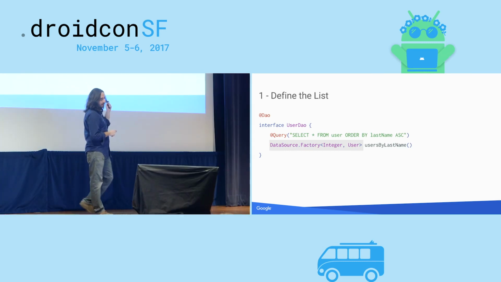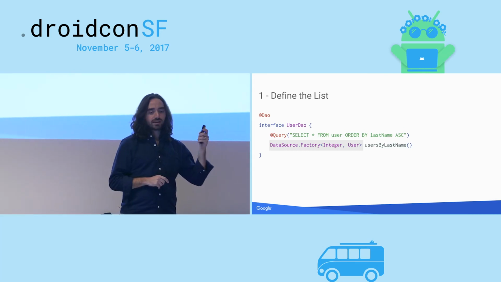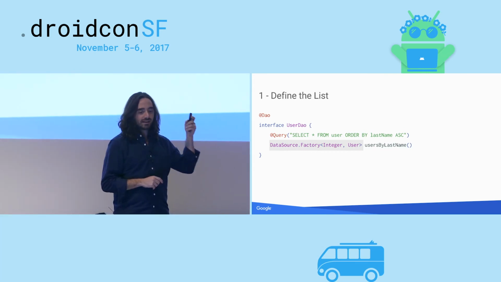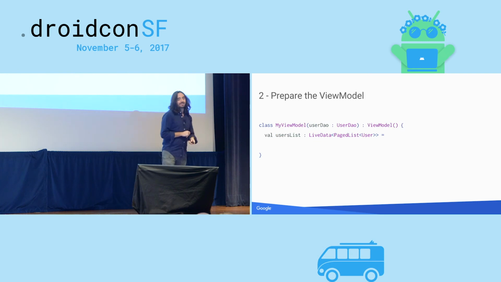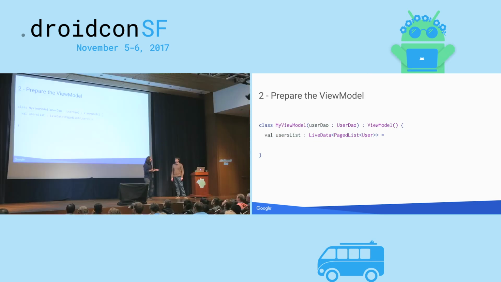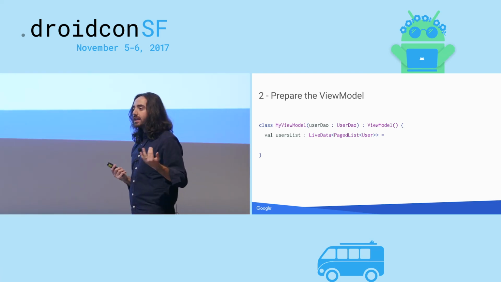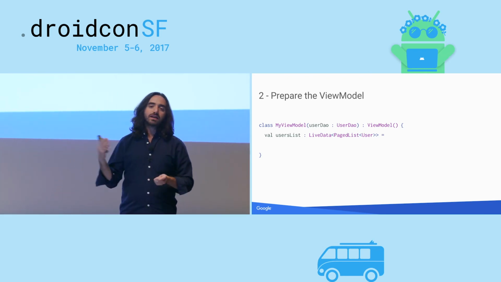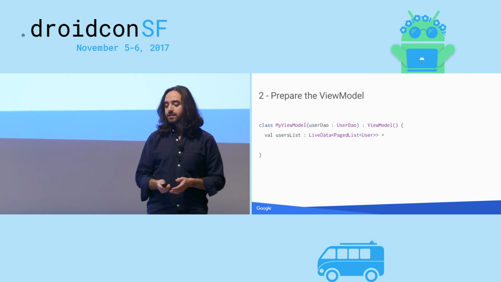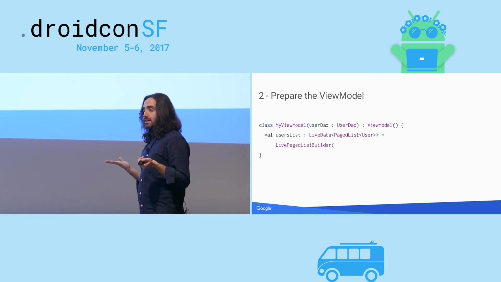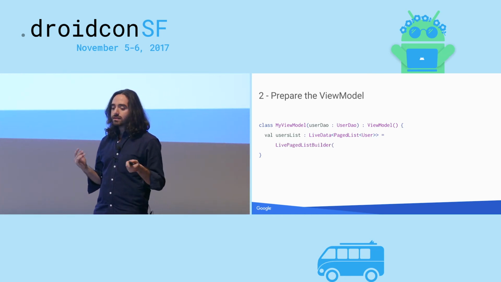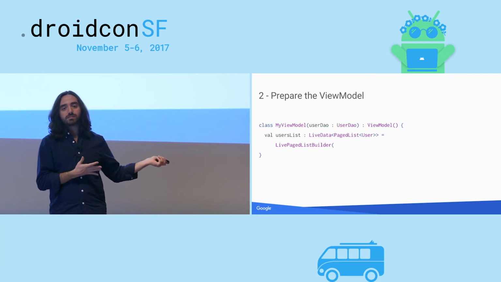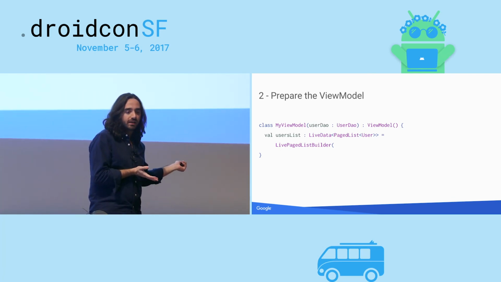Now the second part is the ViewModel, right? This is where we want to declare our data. Now we need a LiveData of PagedList for these users. Here I declared the type, you usually don't need it. But to get this LiveData of PagedList, we have this class called LivePagedListBuilder. It's just a simple helper class.